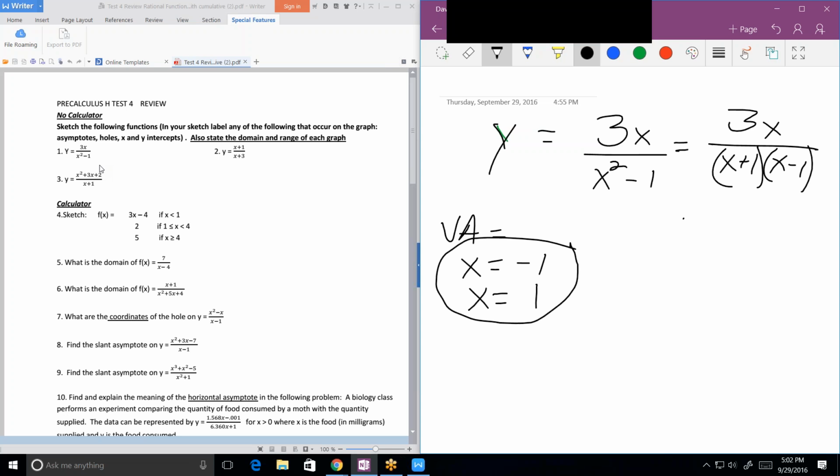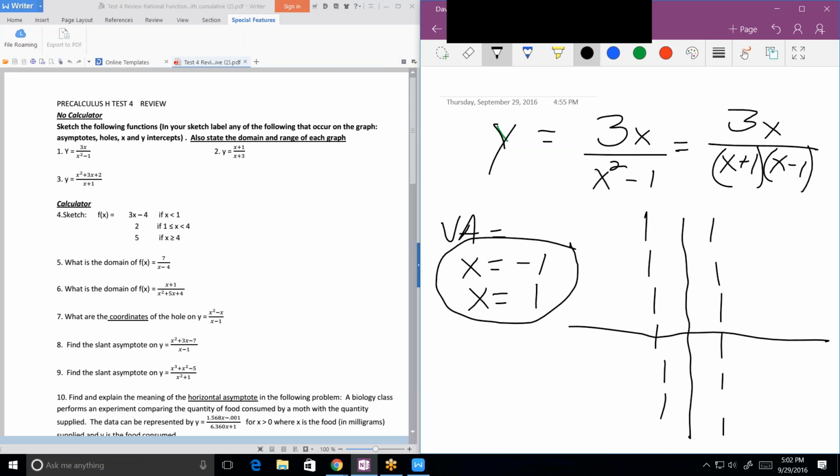Okay, so if I'm going to draw the graph, I'm going to have a vertical asymptote here at +1 and a vertical asymptote here at -1. The graph never crosses vertical asymptotes. Might cross horizontal asymptotes, but never vertical asymptotes. How about horizontal asymptotes? Are there any?